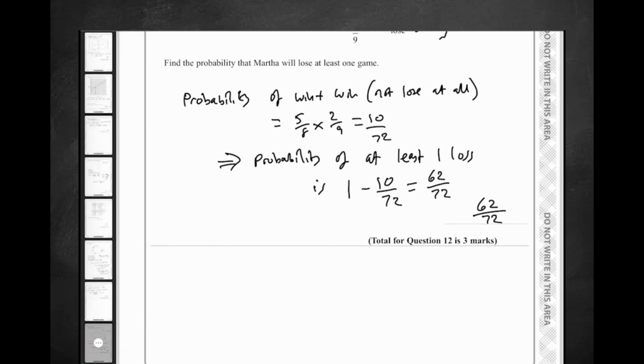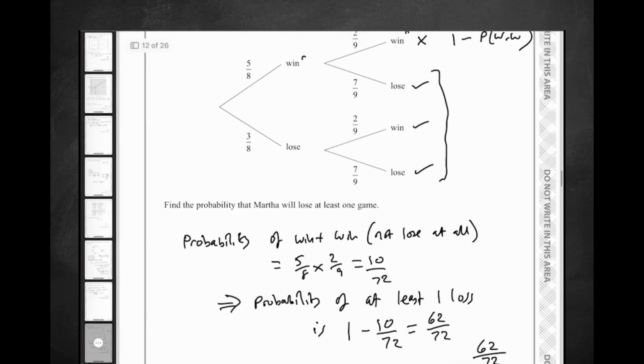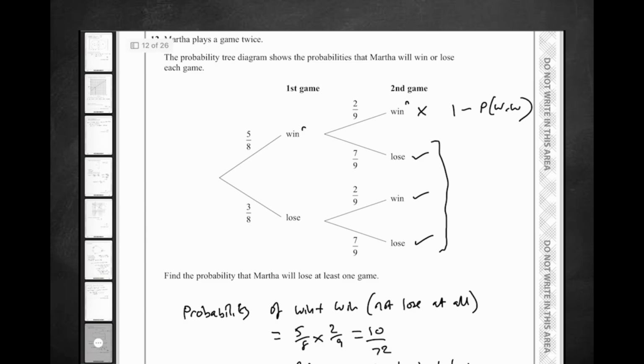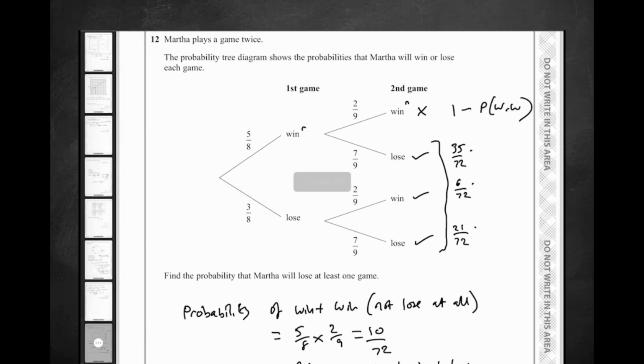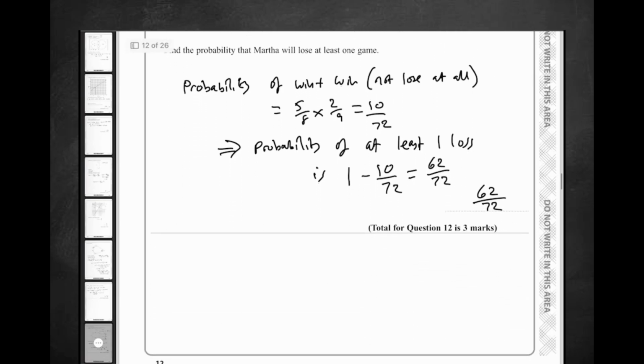Now, if you're not comfortable with doing it that way, you can always do it the long way around. And so that would be win and then lose would be 35 over 72. Lose and then win would be 6 over 72. Lose and then lose would be 21 over 72. If we add 35, 6, and 21, you're going to get 62 over 72, which is the answer we've got.